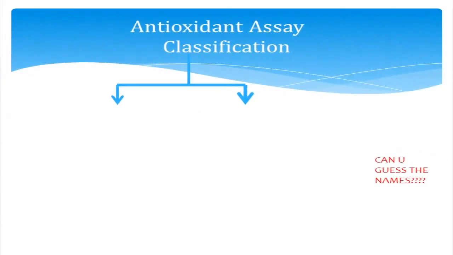Just a brief about assay. Assays measure the total capacity of antioxidants. Antioxidant assays are classified into two types. Can you guess them?